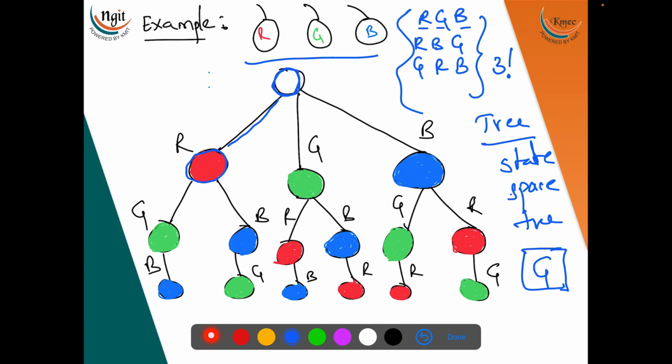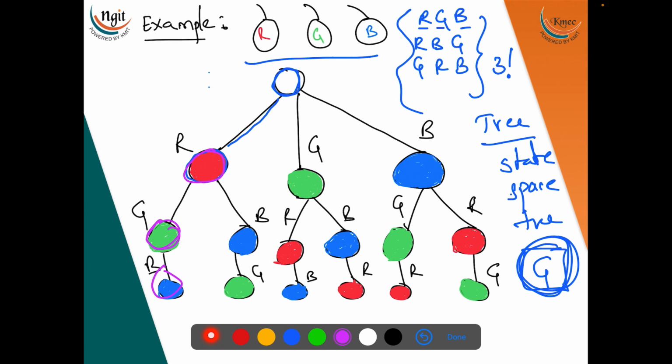Now, we have all our 6 possible solutions with us. So what we'll do is, we'll go to each possible solution, and wherever green is in the middle, because it is my constraint, that node will be killed. Let's check. The first possible solution is this. First of all red, then green, then blue.